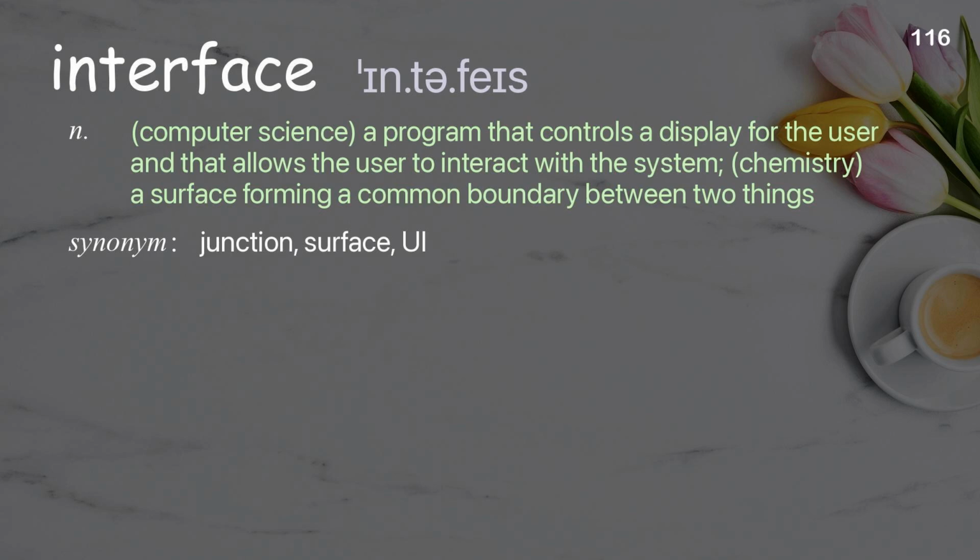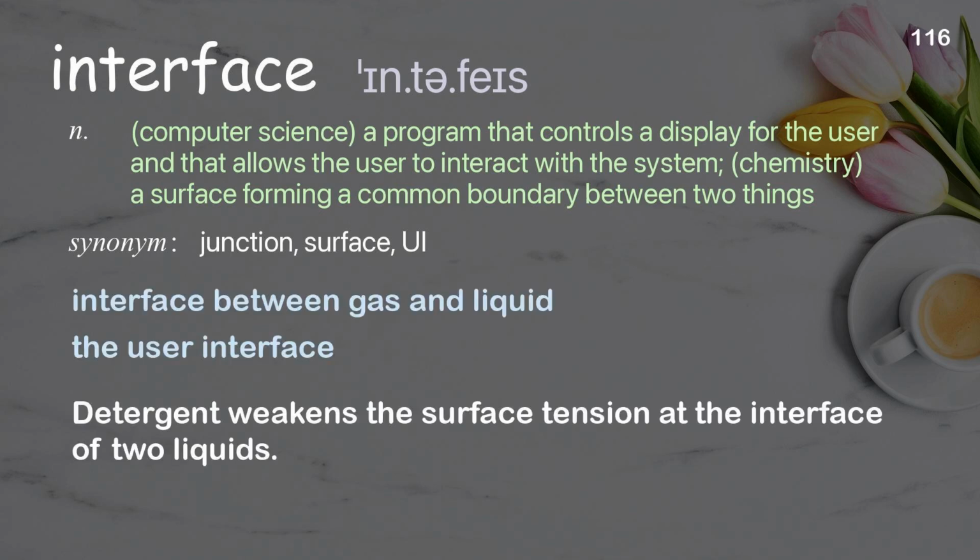Interface. Computer science: a program that controls a display for the user and that allows the user to interact with the system. Chemistry: a surface forming a common boundary between 2 things. Examples: Interface between gas and liquid. The user interface. Detergent weakens the surface tension at the interface of 2 liquids.